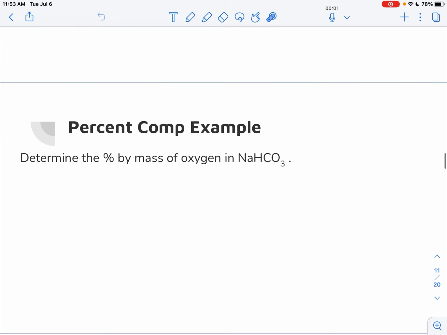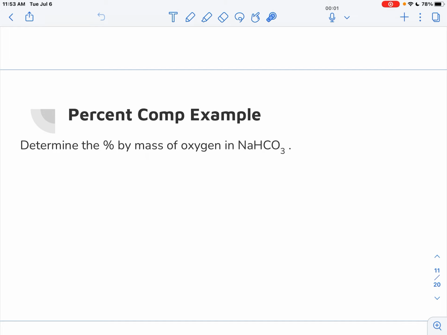Another important thing to note is that percent by mass and percent composition are the same thing. So usually you'll see percent by mass when we're just talking about one element, but if it said like find the percent composition of this compound, which is sodium bicarbonate, it would mean that you would find it for each one of the elements. So we're just going to do this for oxygen right now because that's what this question's asking for. But if we needed to find it for each element, you would just do the same thing over again with each of the elements.